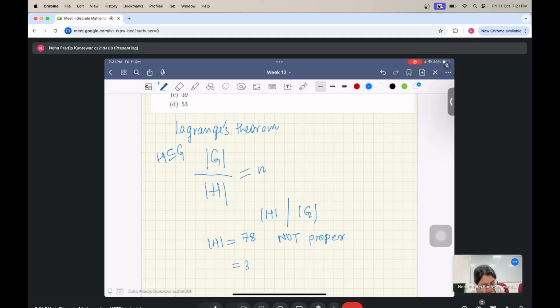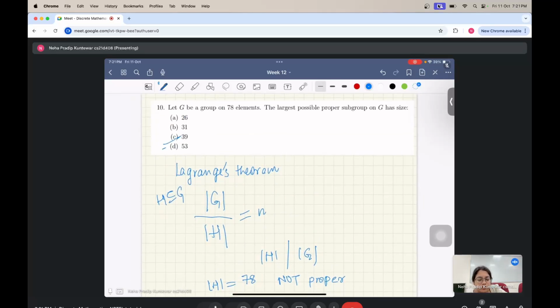You can have size of G by size of H equal to 2, that is, size of H is 78 divided by 2, which is 39. So 39 is the largest possible size of a subgroup that you can have. We are not saying that there definitely is a subgroup of this size, but we are saying if there is a subgroup, the largest size could be 39. So that is a nice application of Lagrange's theorem.